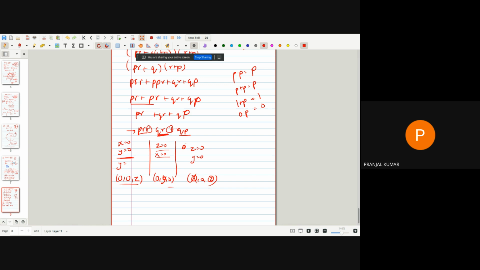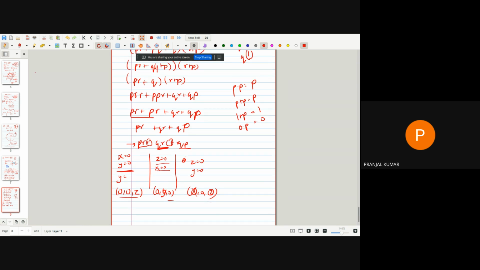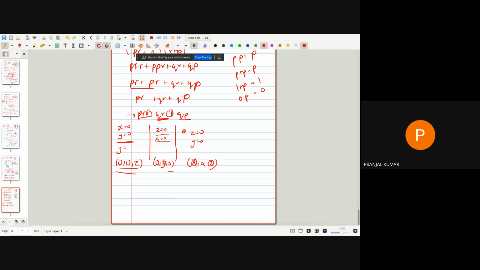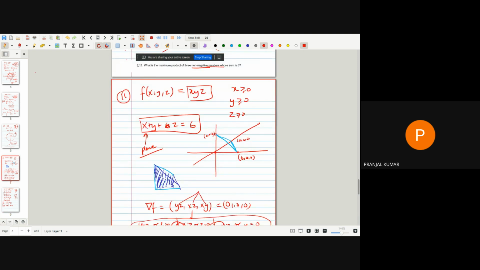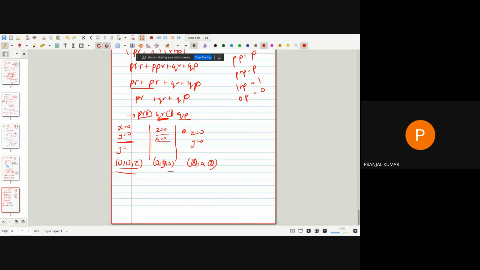So see, now one thing you should note is that this is your which axis? This is your z axis, this is your y axis, this is your x axis. Now the thing is, if you see the function back, these are all your boundaries, right? Yes. So on all these boundaries, the function value is 0. Okay.